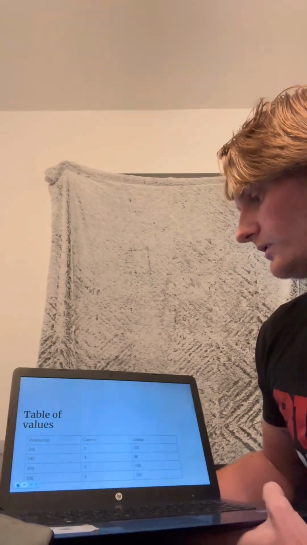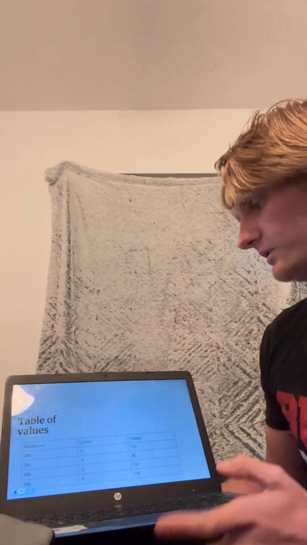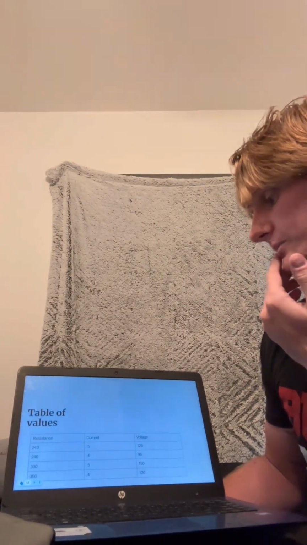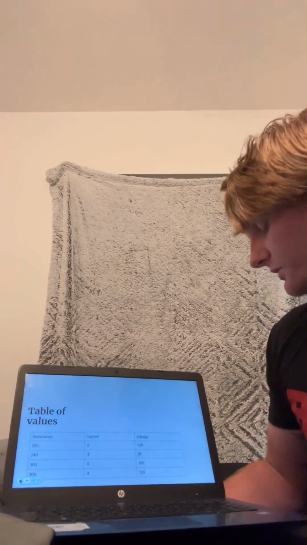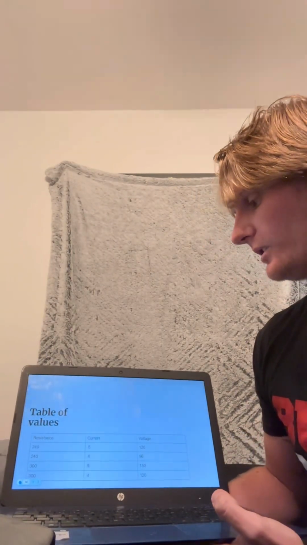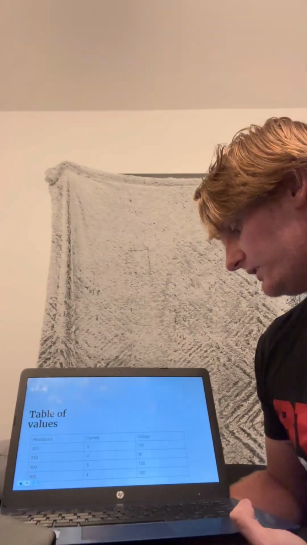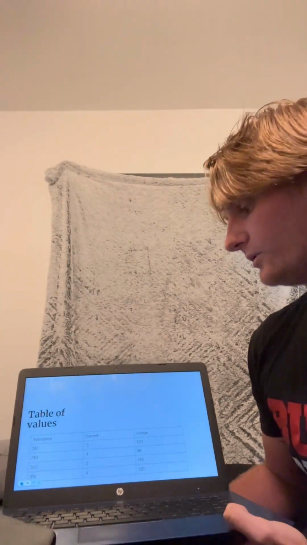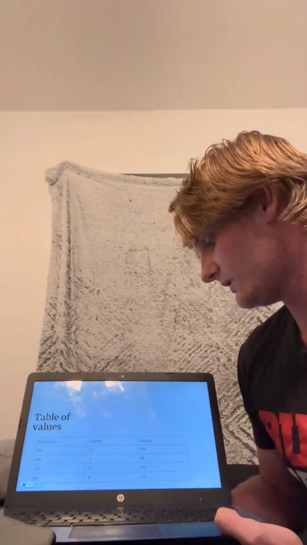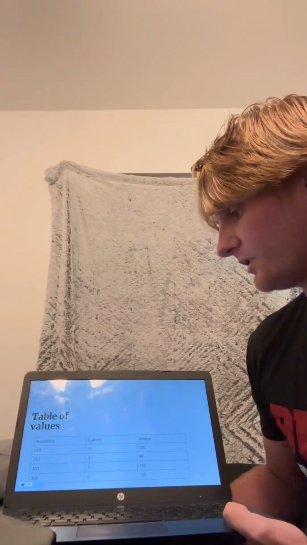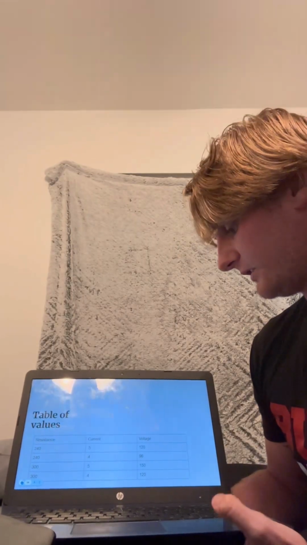Table of values: resistance, current, and voltage. When resistance is 240 ohms and current is 0.5 amps, the voltage is 120. When the resistance is 240 ohms and current is 0.4 amps, it's 96 volts. At 300 ohms and 0.5 amps, that would be 150 volts. When resistance is 300 ohms and current is 0.4 amps, it's 120 volts.